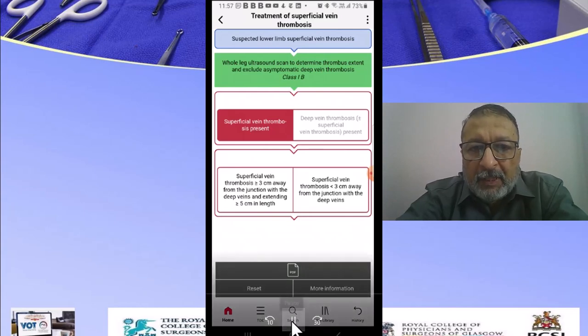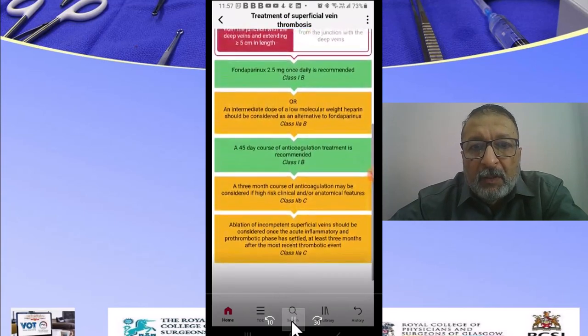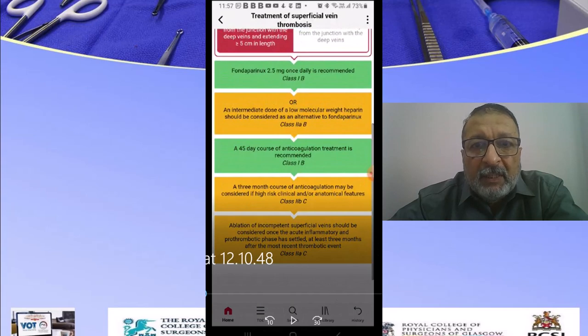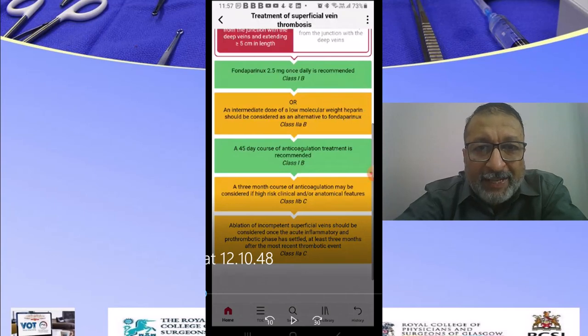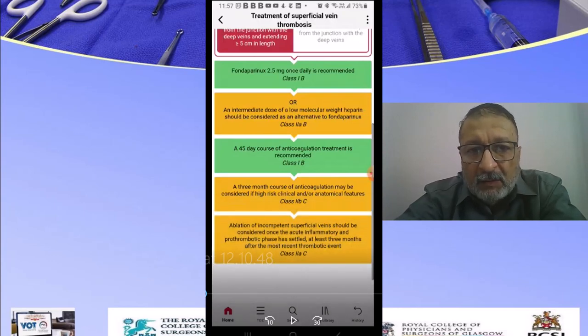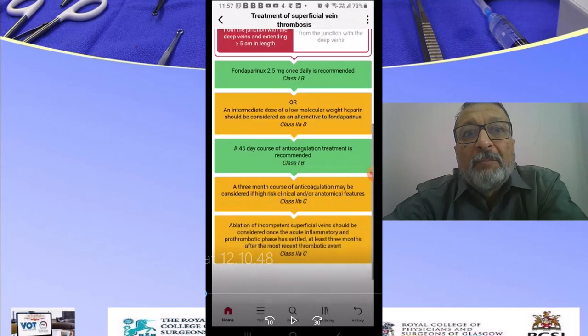You just press and click on it, and you will have all the recommendations available for you. The color coding is very important. Green when you have a class 1 recommendation. If you have a class 2, A and B, it will be in blue and orange. And the red one is class C, which is not to do. So the first option is fondaparinux 2.5 once daily, which is recommended, and this is 1B. Or you can give an intermediate dose of low molecular weight heparin, and this is 2AB.